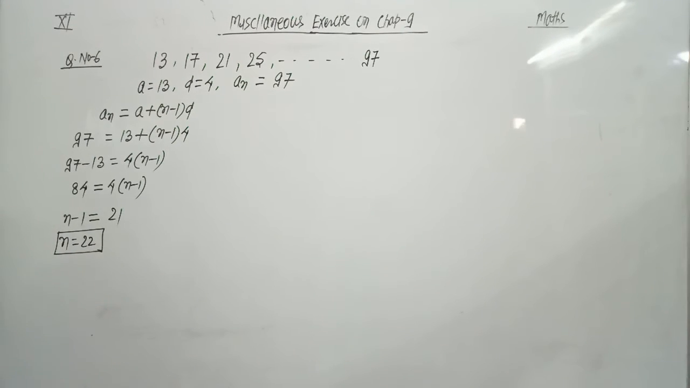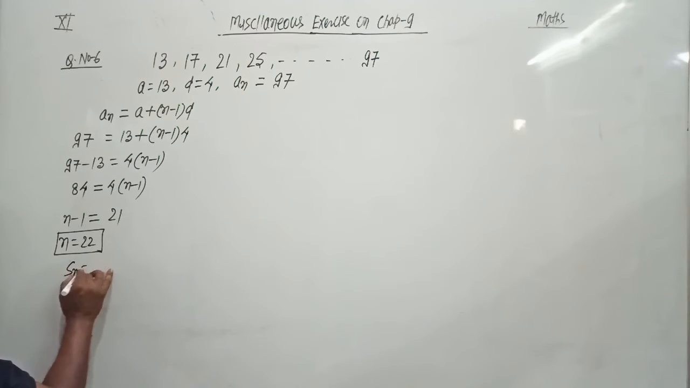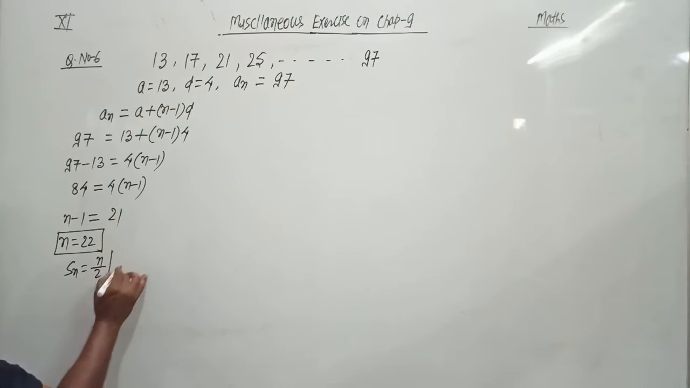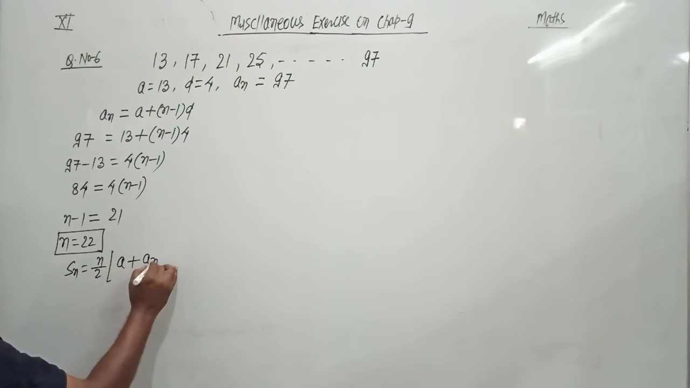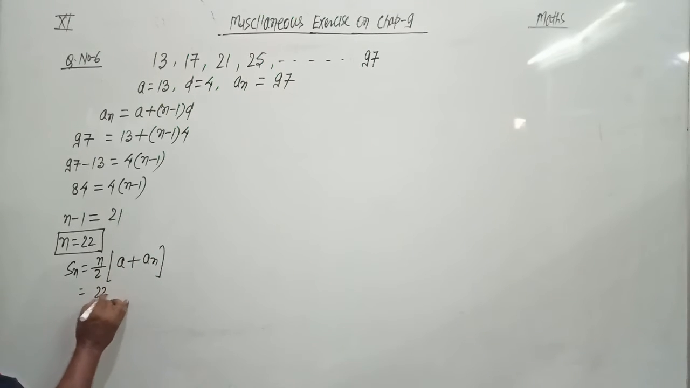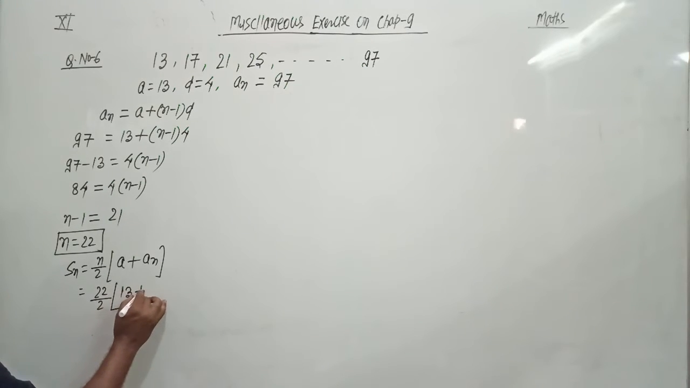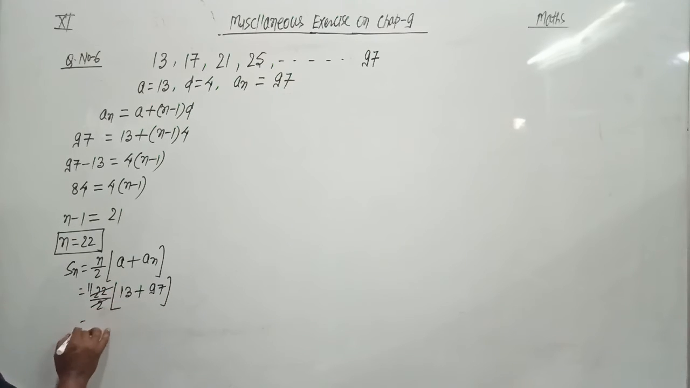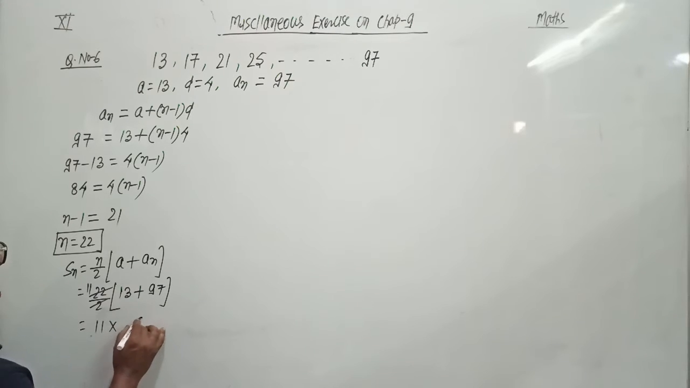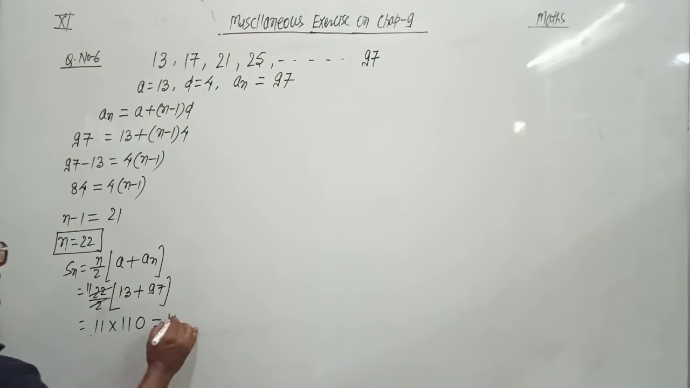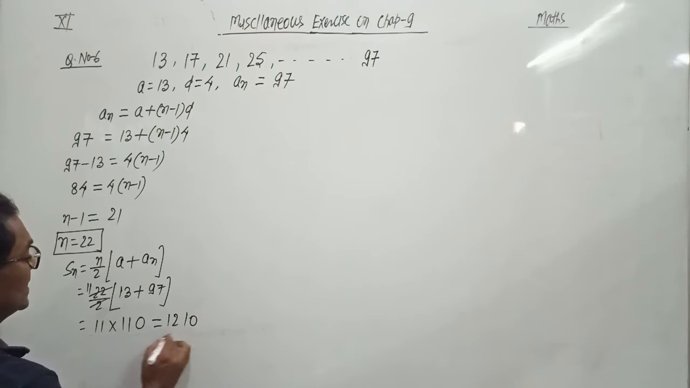Now we have to find their sum. So Sn equals N by 2, A plus An. N is the total number of terms, that is 22. The first term is 13 and the last term is 97. So it becomes 11 into 97 plus 13, which is 110. And the result is 1210.